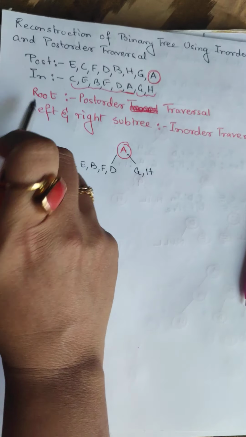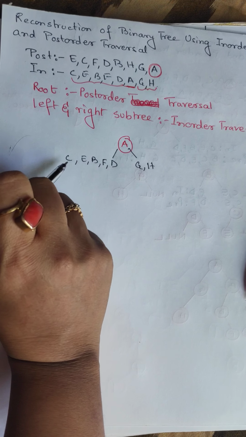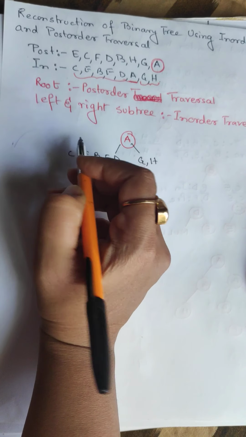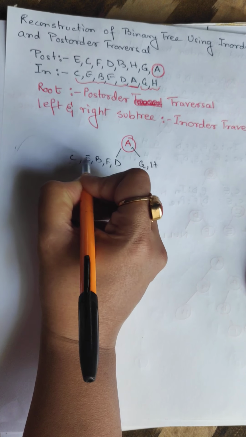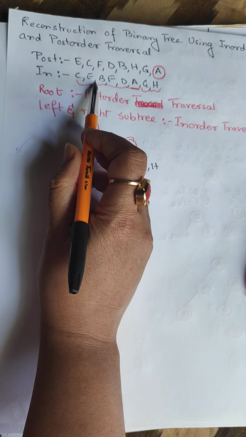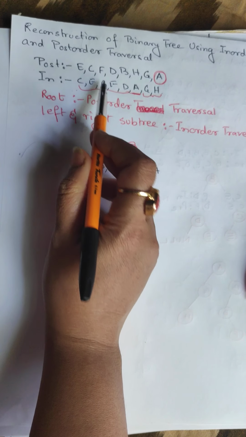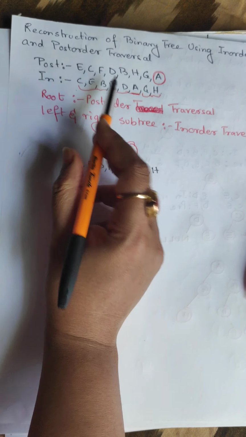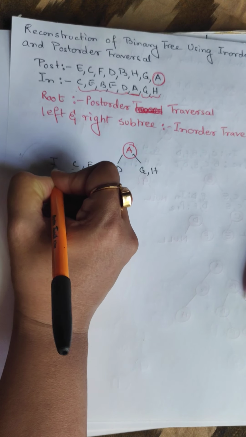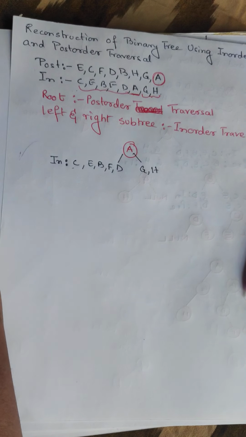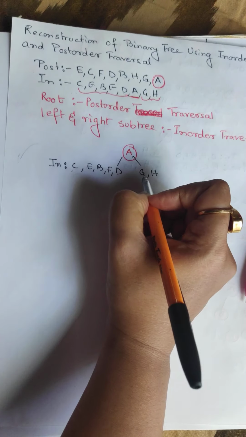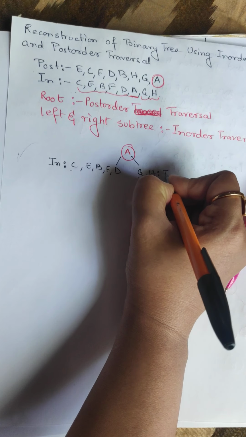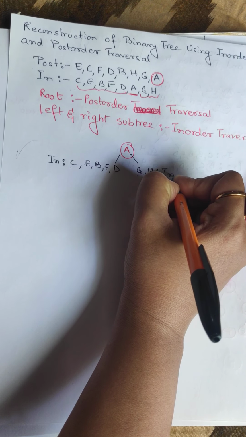Now, you see, I have written the nodes in the same order as it appears in the InOrder traversal. Same order, C, E, B, F, D. So, since the nodes are written in the same order, this comprises the InOrder traversal of the left subtree. G, H written in the same order comprises the InOrder traversal of the right subtree.